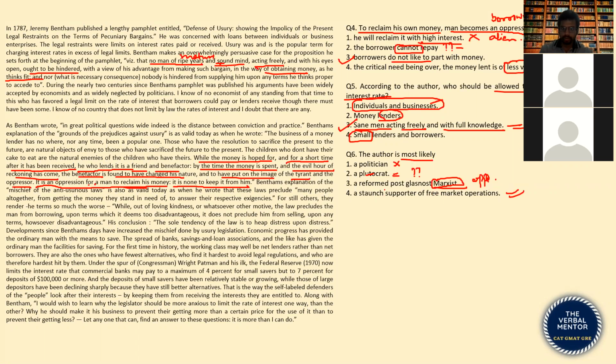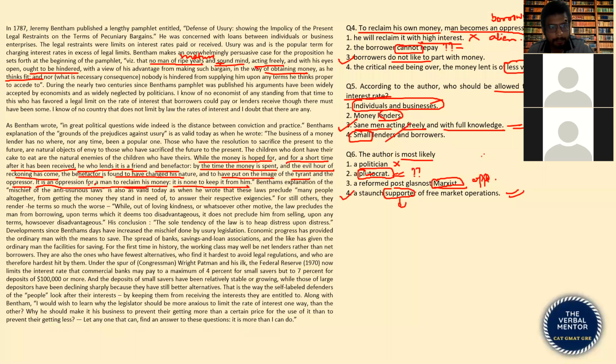Now, between 2 and 4, we cannot be sure whether the author is himself a plutocrat, one of those who wants the rule of wealthy people to be established. We can't be sure of that. Probably the second best option. But he is definitely a supporter of free market operation, that is visible. It is explicitly written. He supports the practice of usury. Rather, he opposes any legislation against it, which means he is a staunch supporter of free market operations. That makes a better argument.